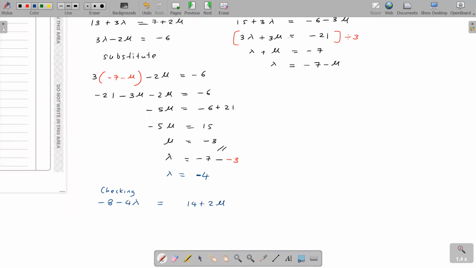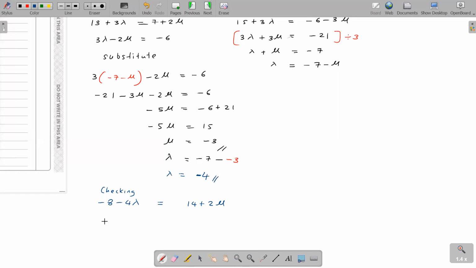In the checking part, we already got the lambda and mu answers from the previous two equations. So you substitute the mu and lambda values and check whether the third equation will equate to each other or not. If they equate to each other, that means the lines will intersect. If they do not equate to each other, the lines will not intersect.